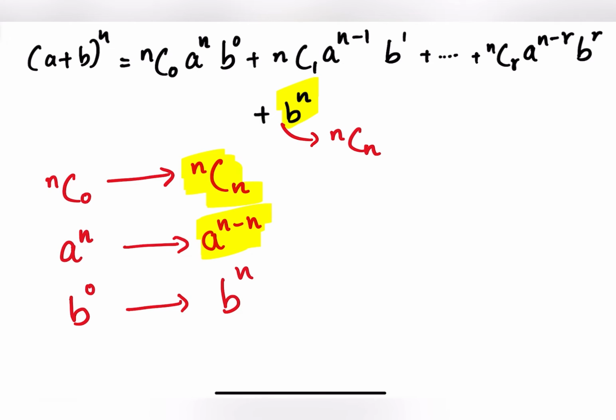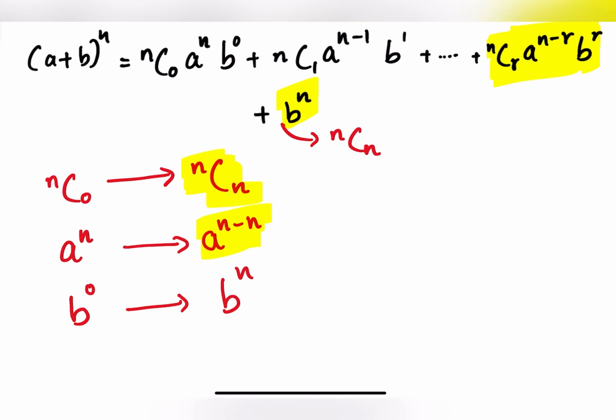So now you have an idea of how to write the sequence of (a + b)^n. It starts with nC0 a^n b^0, and it ends with b^n. Now a general equation for any term in a binomial expansion is this.